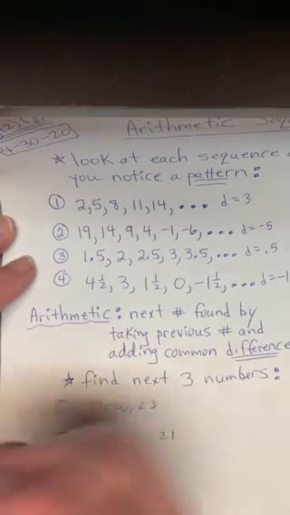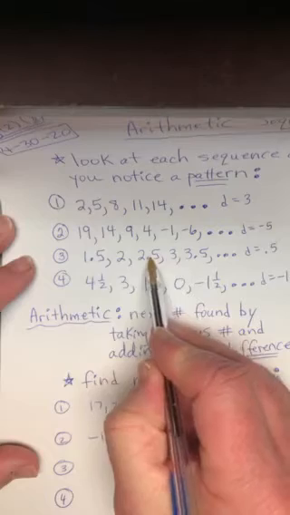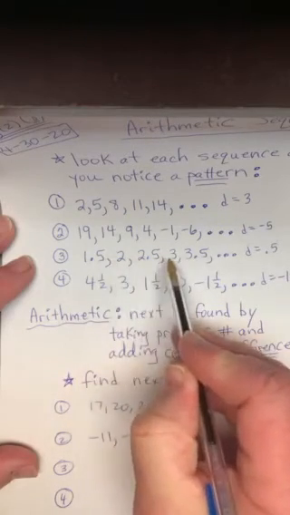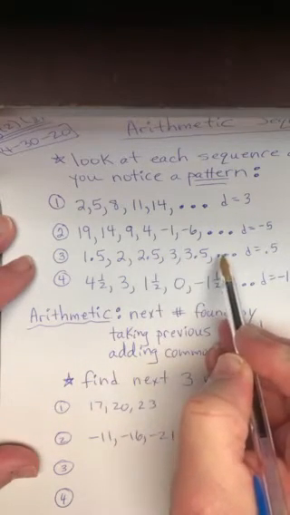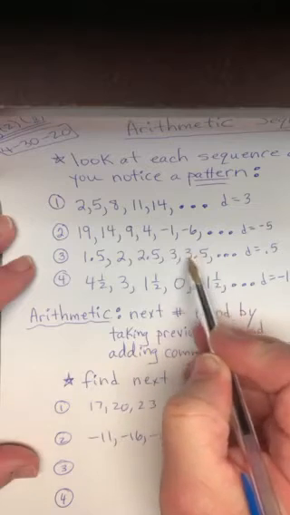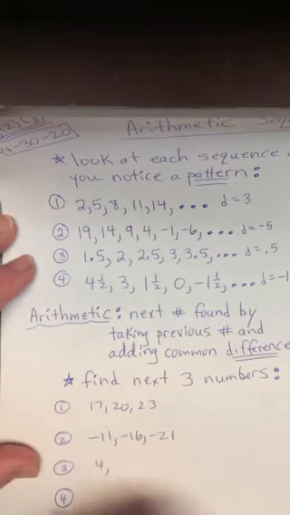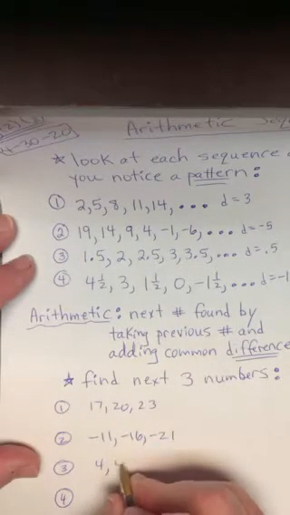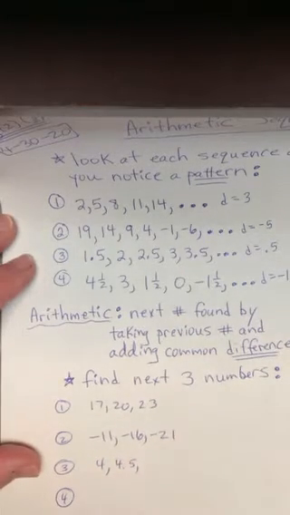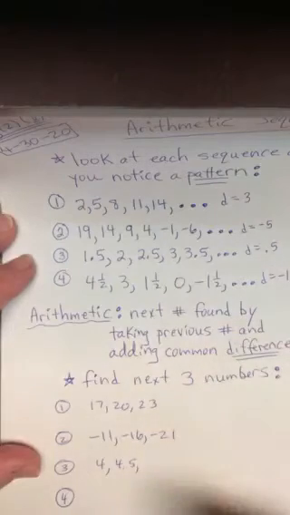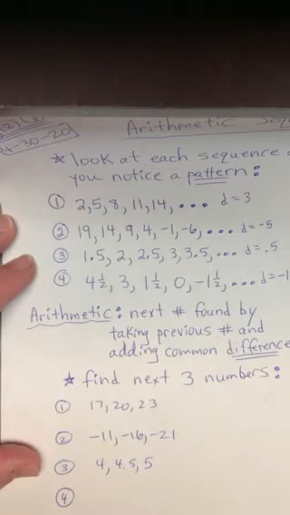Number 3. The numbers are getting bigger and bigger, and I'm adding 0.5 each time. Agreed? So if the last number we left off with was 3.5, and I add 0.5, I'd get 4. Add 0.5 again, 4.5. Add 0.5 again, and get 5. And it looks like that. Of course, I could keep going forever if it was an infinite sequence.